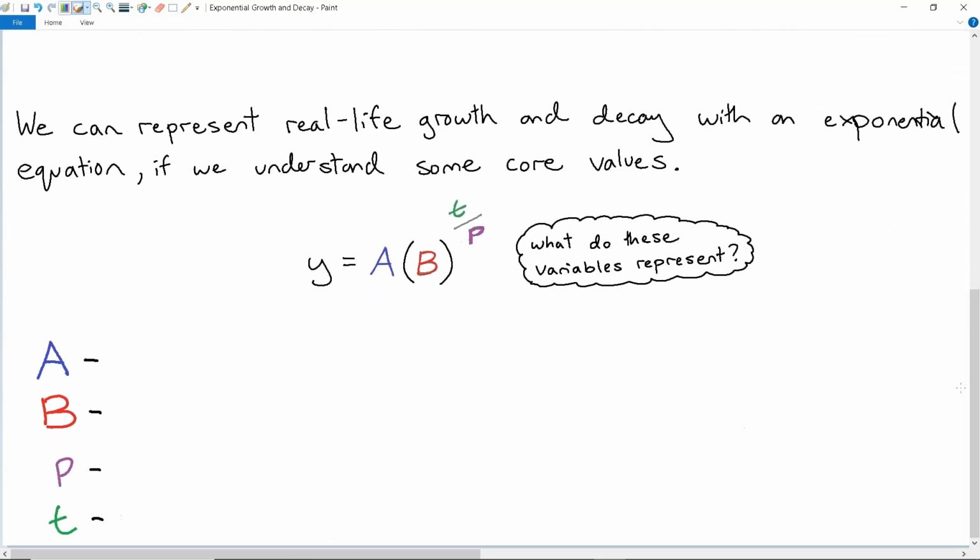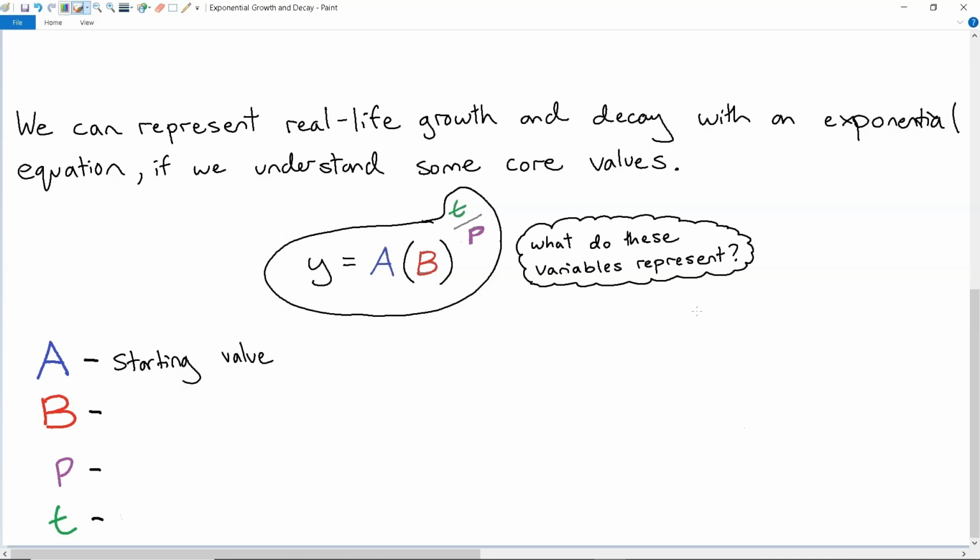All right, so knowing this, we can now represent real-life growth and decay scenarios with an exponential equation if we understand some core values. So this is the generic setup for an exponential equation. And I just want to go over what each of these variables represent in a real-life scenario. Let's start with the a value. The a value is just our starting value. So this is whatever amount of a thing we start with in a scenario.